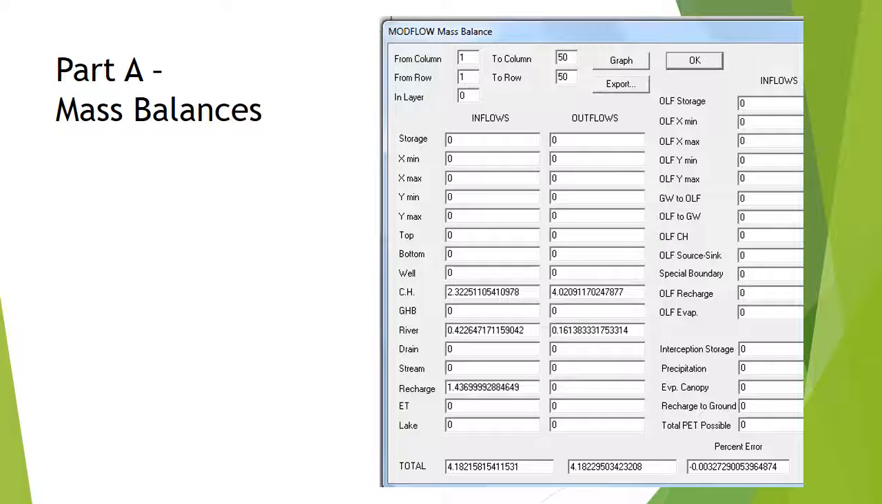So this is the summary of the mass balance for the base case before any other features are added. The main value that we're looking at when we look at all the other alternatives is the outflow from the river that has a value of 0.16 cubic feet per second. So that's what we will be looking at with the future alternatives.